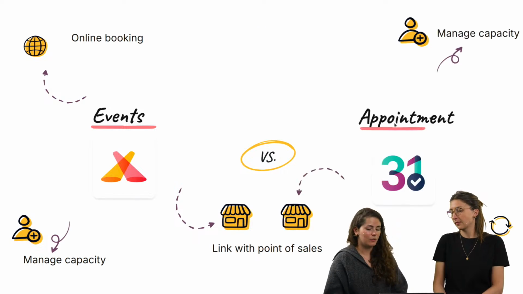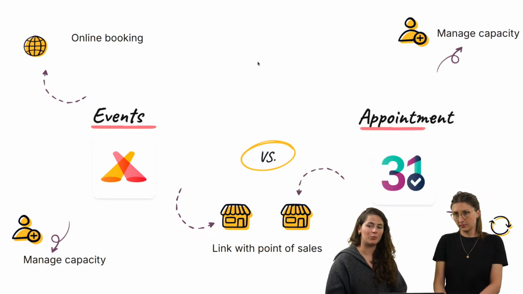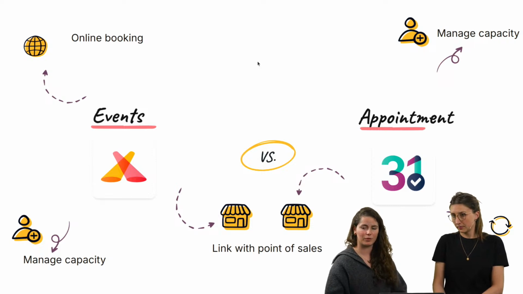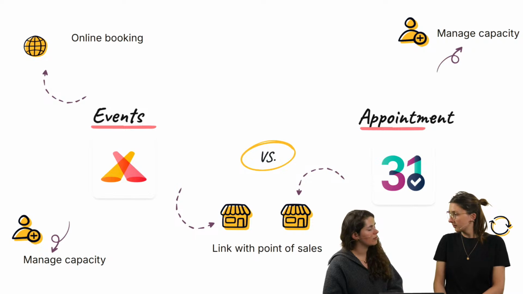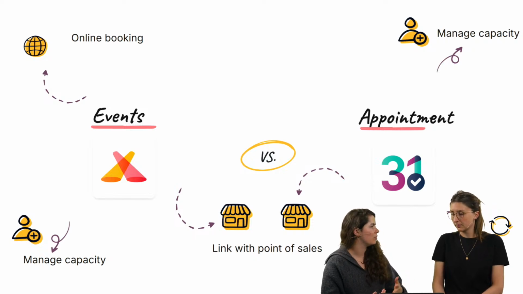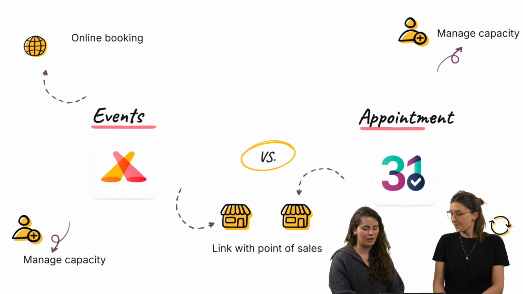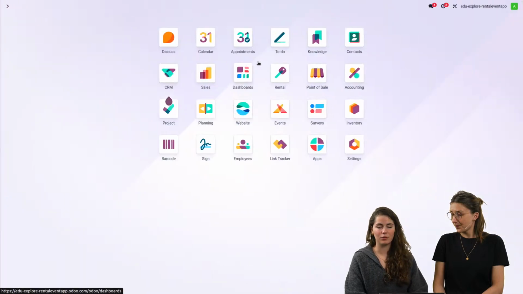And on the other hand, you could use appointment. Why? Well, you see that we have some common features. You also have that link with the point of sale, so we can do the same logic of retrieving the booking when they come to your desk. We can also manage the capacity with appointments. And one of the key features with appointment is that you can manage recurrency, because your sessions are every week, I'm guessing. Yes. Okay, so let's go into Odoo and see the two solutions.